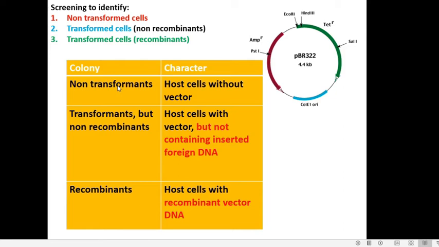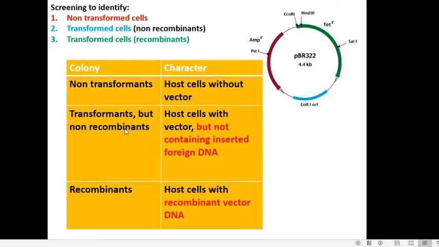After all this treatment, in spite of all this treatment, there will be some E. coli cells which have not taken up any DNA from outside. So they will remain as normal E. coli cells. They are called non-transformants. They are the host cells without vector. That means in spite of following all these steps in recombinant DNA technology, there will be some E. coli cells which didn't take up any DNA from outside. They are called as non-transformants.